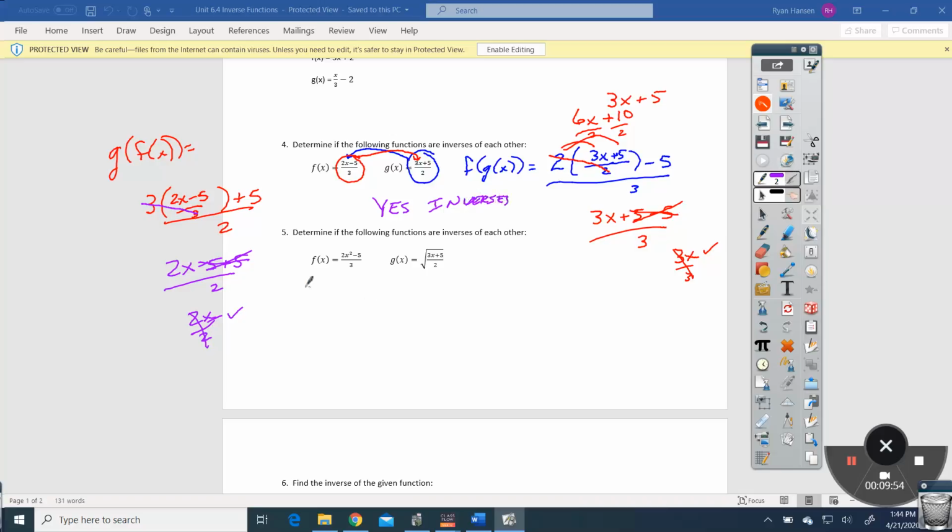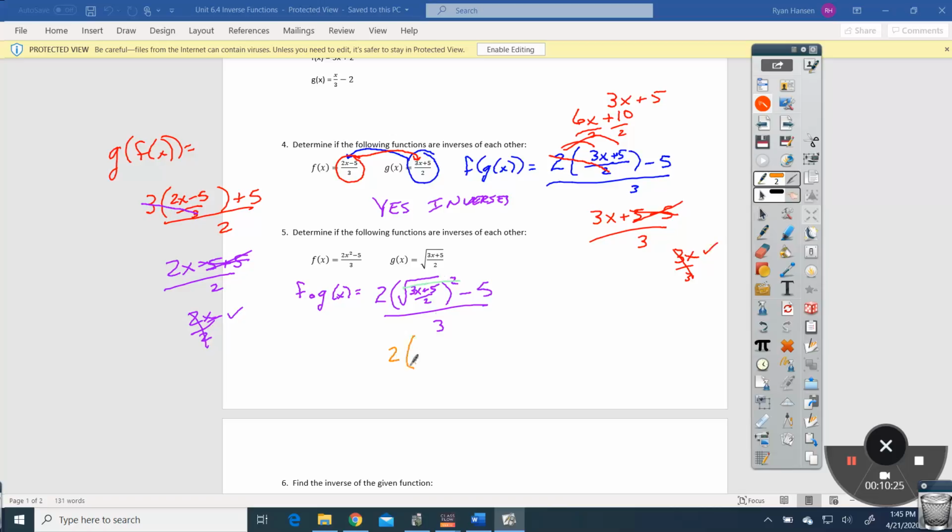Now on the bottom one. f of g of x. So I'm going to plug this all into there. I have 2 where the x was. Everything's the same except I'm replacing where the x was with the g equation. So that is the square root of 3x plus 5, squared. A squared and a square root cancel each other off. So the squared and square root take each other out.